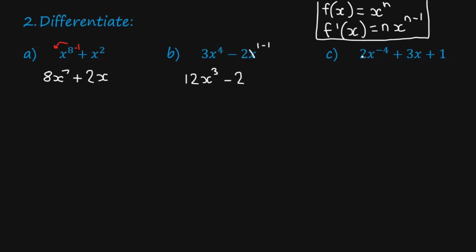Okay, so third one, we've got 2x to the power of negative 4. So what we're going to do is multiply 2 by negative 4, which is going to be negative 8. And then we've got x, and then we're going to subtract 1 from that. So it'll be minus 5. So minus 8x to the power of minus 5, okay? And then plus 3. So we're just getting rid of the x there. And then when we've got a term like this, so I've got a plus 1 here, and there's no x attached to it. So we can just cross that out. Okay? We can just completely disregard that one. So the final answer is minus 8x to the power of minus 5 plus 3.